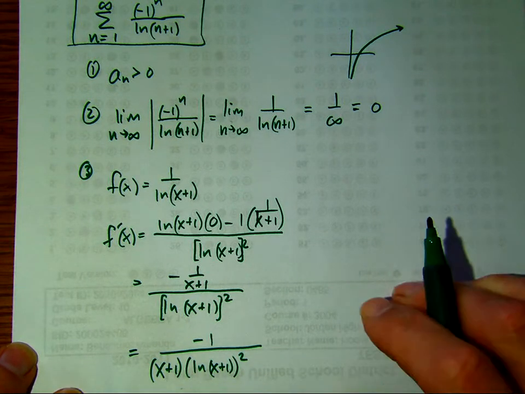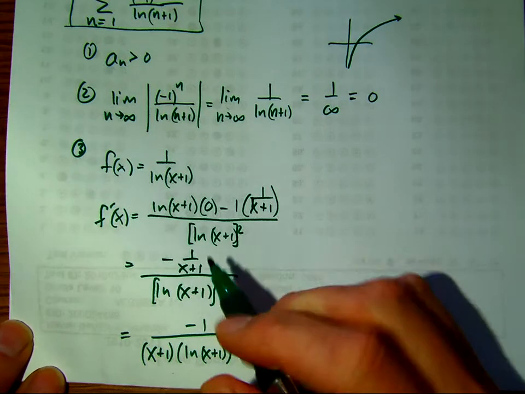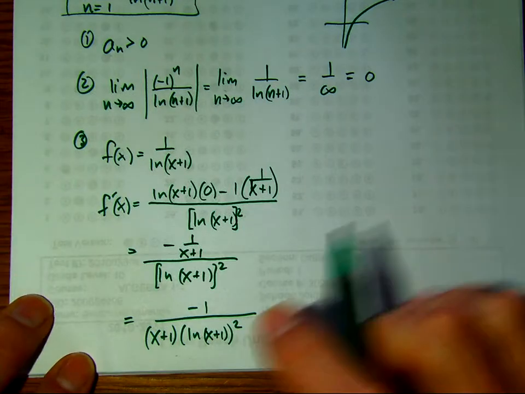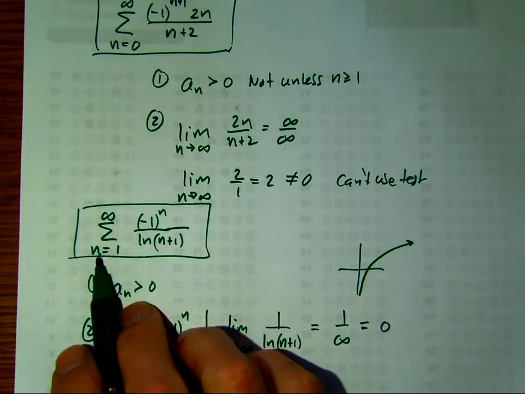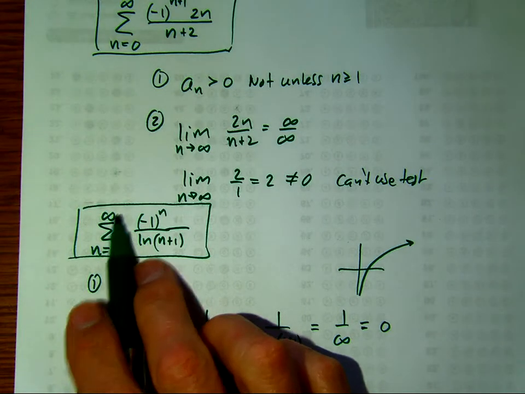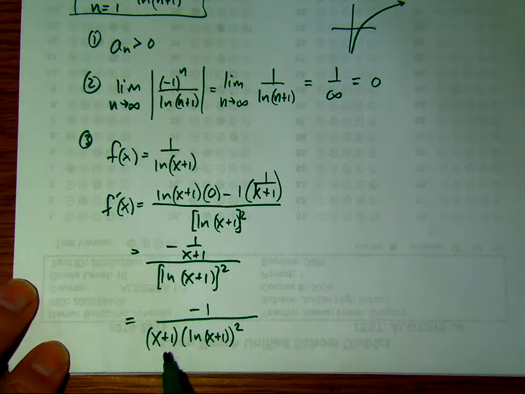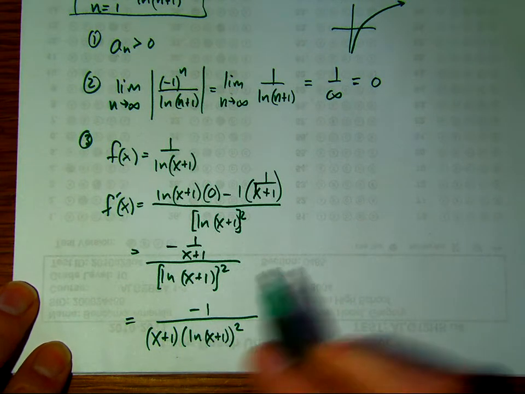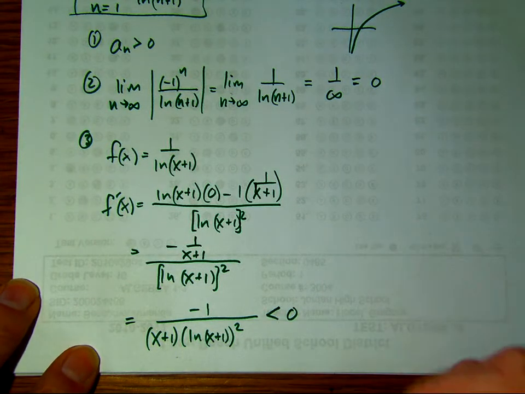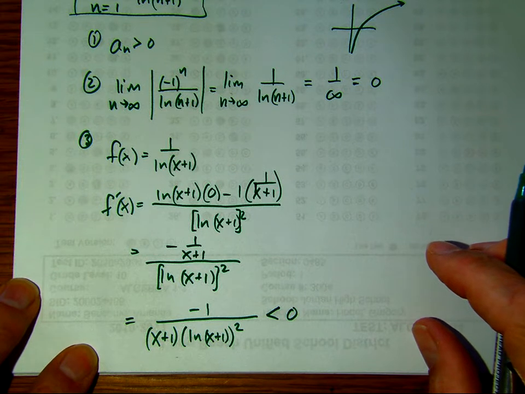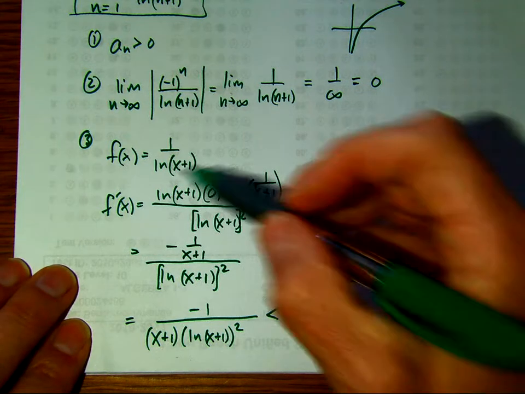And let's see, is this always negative? Well, the x values, x is always positive because n starts at 1 and goes to infinity. That's positive. So here the x is doing the same thing. So this is positive and we'll have a negative. And this is always less than 0. So it means that the sequence is decreasing because the derivative is negative.